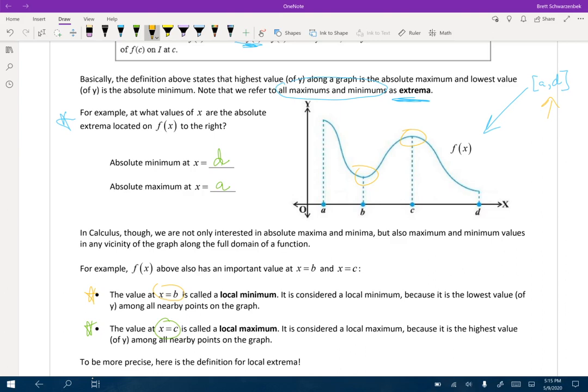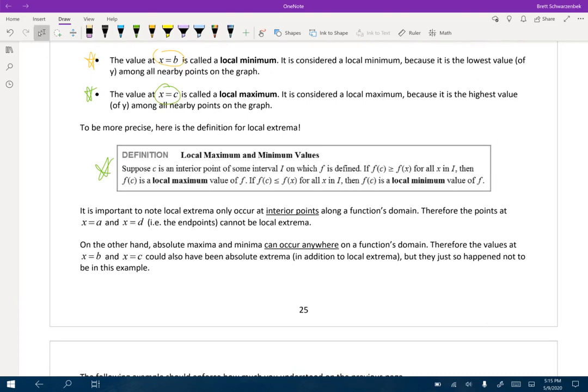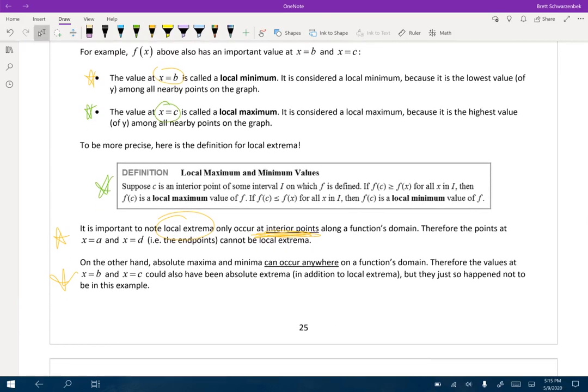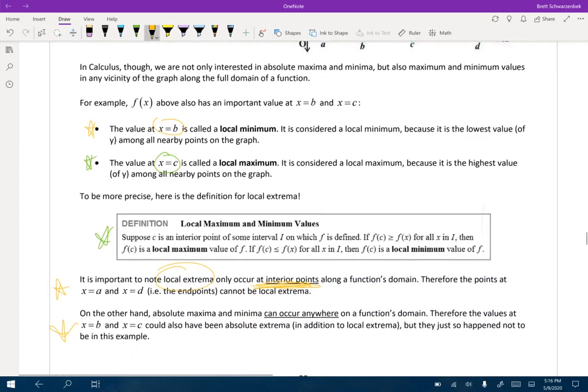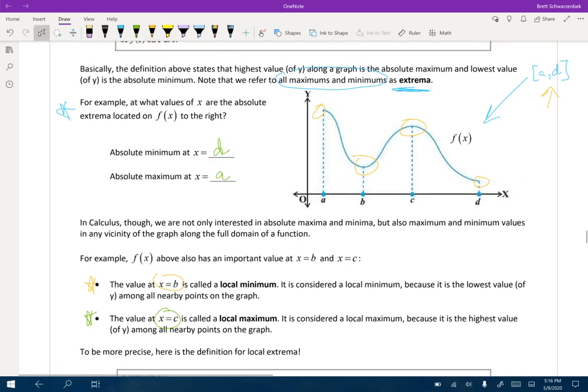What that means too is that you can have a local and an absolute maximum or minimum at the same point. I describe that a little bit down here where I say, just note local extrema can only occur at interior points. Therefore, in this case, we have A and D. These points A and D could not have been local extrema, whereas absolute max and min can occur anywhere. So technically, this point here could have been an absolute max. It just so happens that it's not the tallest one on the graph.